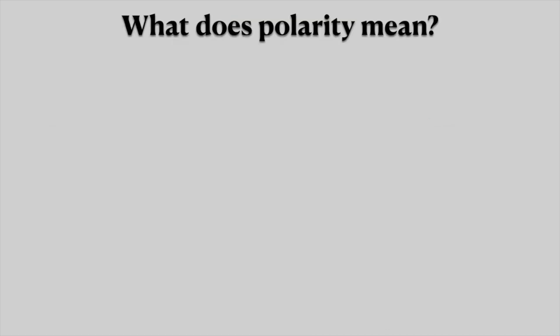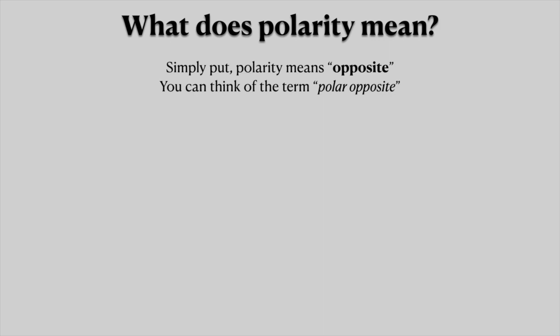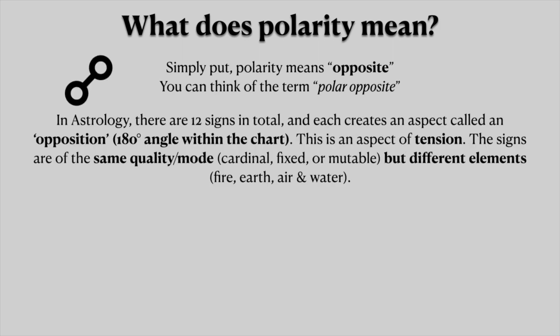What does polarity mean? Simply put, polarity means opposite. You can think of the term polar opposite. In astrology, there are 12 signs in total, and each creates an aspect called an opposition, which is a 180-degree angle within the chart. This is an aspect of tension.